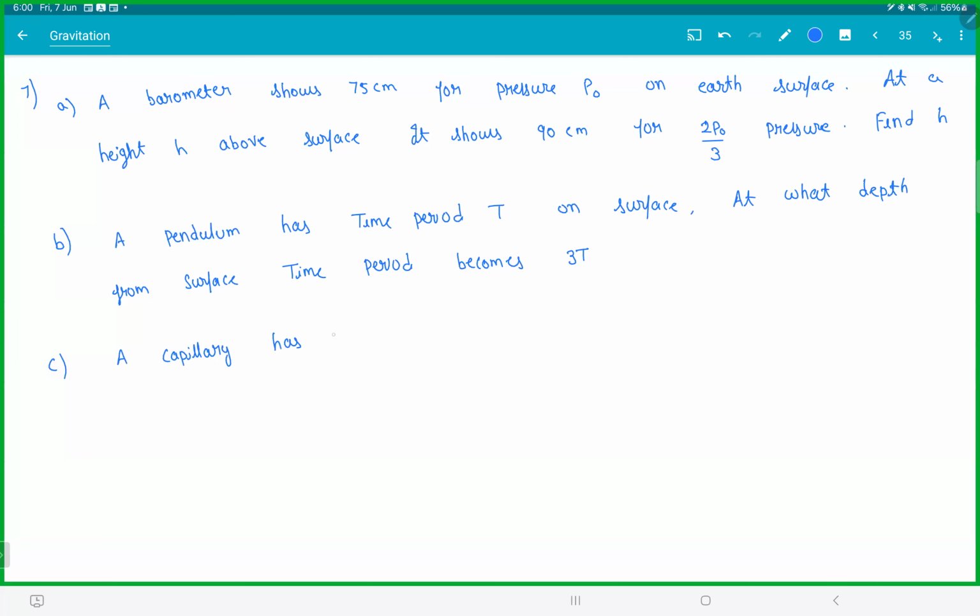A capillary has height h on Earth's surface. So basically, wherever you can think that G came, you can literally bring every equation. Find the capillary rise at a height of 3r from the surface, assuming all other conditions remain the same.